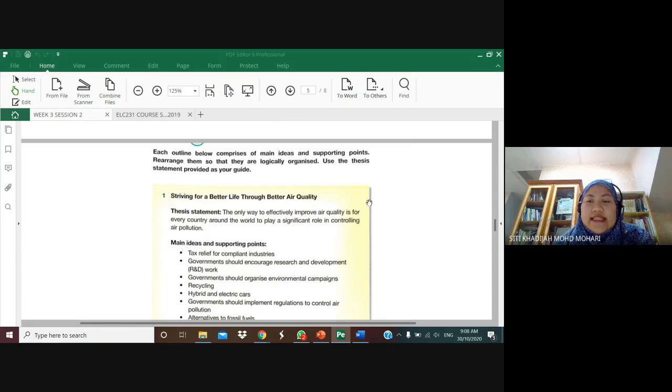But this is a general thesis statement. There are two types of thesis statement: a general one, a very broad one, and the second one is the specific one.